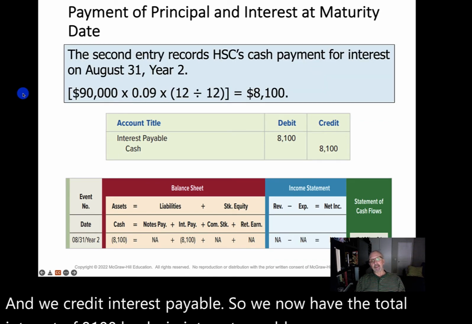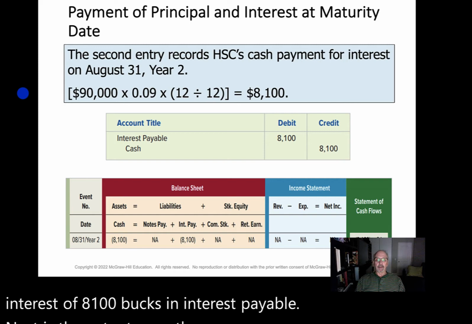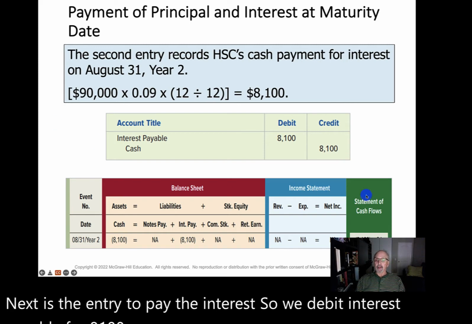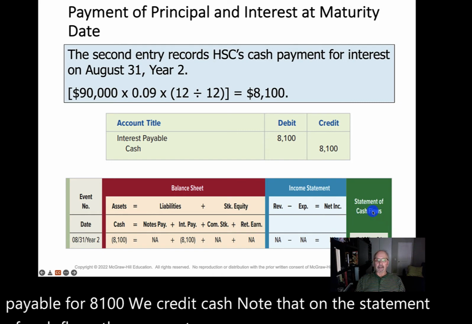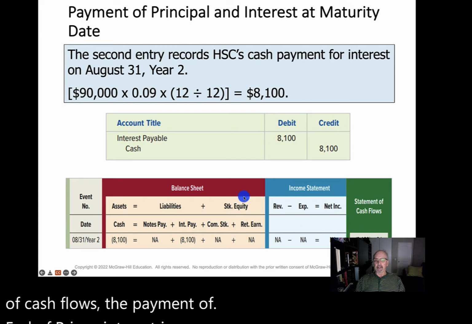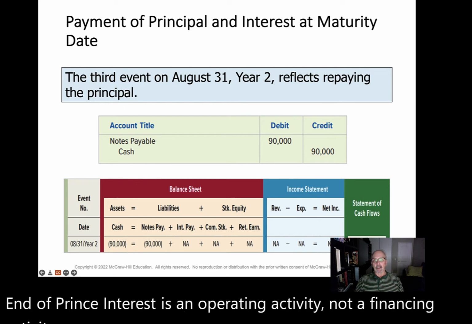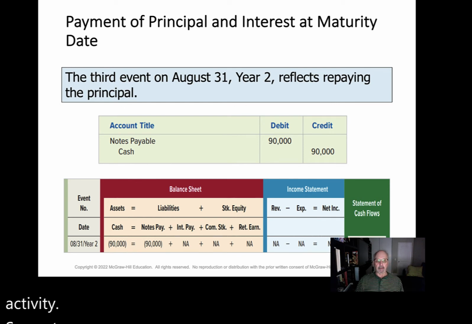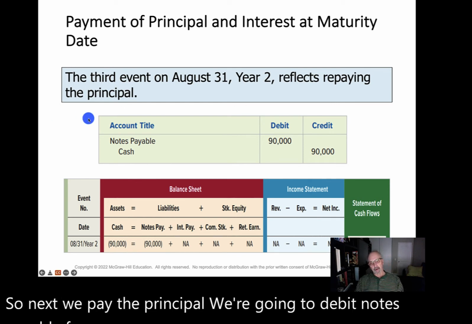Next is the entry to pay the interest. So we debit interest payable for $8,100, we credit cash. Note that on the statement of cash flows, the payment of interest is an operating activity, not a financing activity. So next we pay the principal. We're going to debit notes payable for $90,000, credit cash, and the note is taken care of.